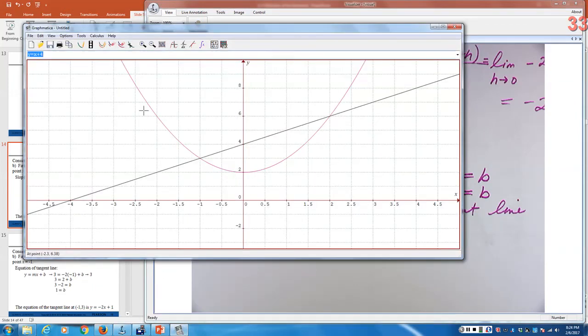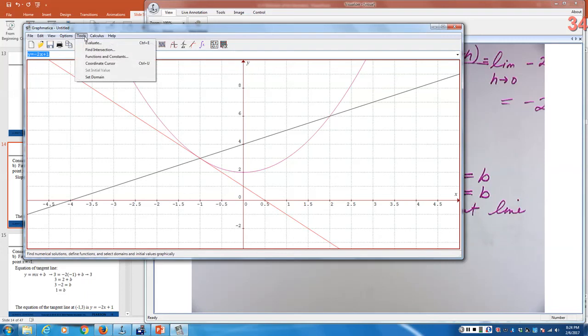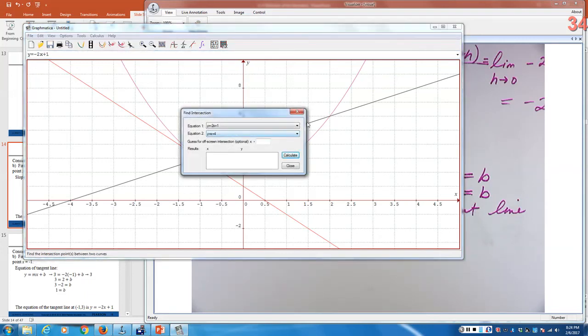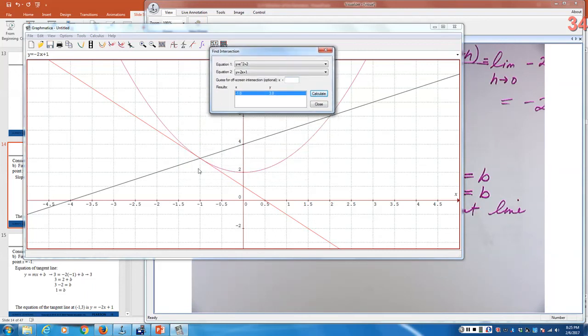So if I go back to Graphmatica and I add another line, I indeed have a tangent line. And it does only touch at that one intersection point. And you could use the intersect tool. Let's see, we want the intersection of the original function, which is the x squared function, and of -2x plus 1, and tell it to calculate for us, and it says that's at -1, 3. And here's the point -1, 3. Okay?